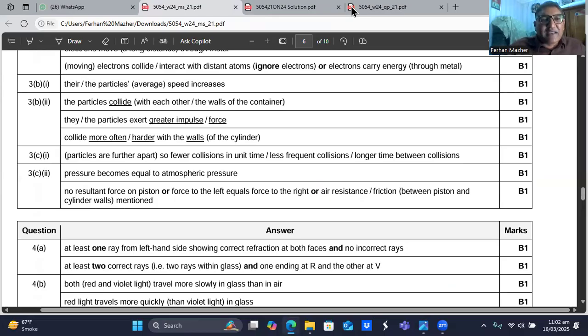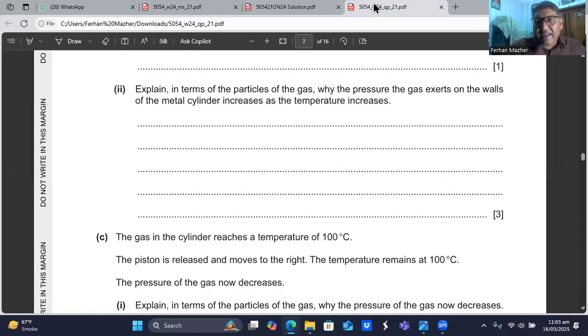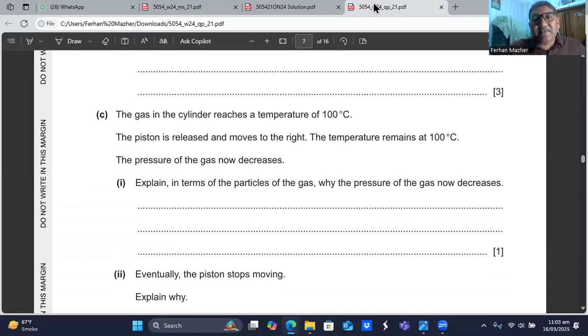So have a look at the marking scheme. It says particles collide with each other in the walls of the container. The particles exert greater impulse or greater force. Collide more often, harder with the walls of the cylinder. So these are the three marks, and this is what she has written. I have also added some words in it, and you can write a good answer.